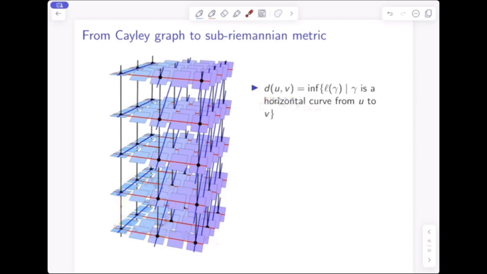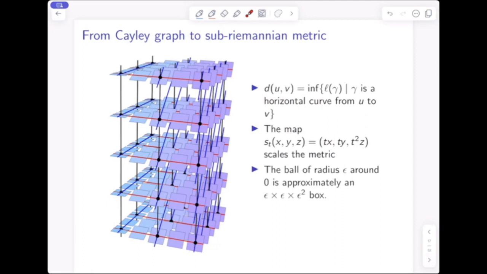Okay. And so, like I said, this ought to have a scaling, because it comes as a limit of scalings, and you can show that it does. You can show that for any t, if you scale the x coordinate by a factor of t, the y coordinate by a factor of t, the z coordinate by a factor of t squared, then that sends this distribution of horizontal planes to itself. So it sends horizontal curves to horizontal curves, and it stretches the length of every curve by a factor of t. So it scales the metric by a factor of t.